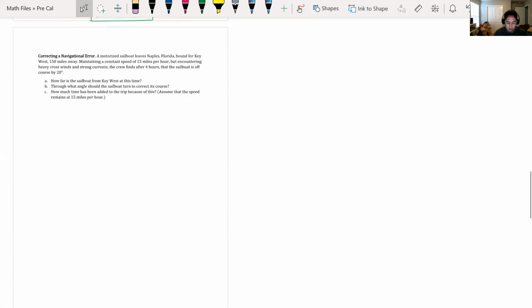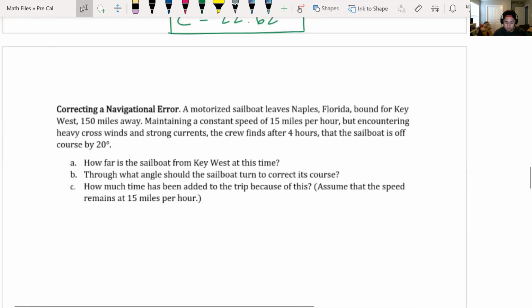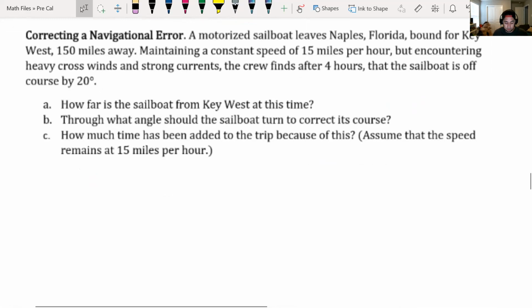All right. Word problems. A motorized sailboat leaves Naples, Florida, bound for Key West, 150 miles away, maintaining a constant speed of 15 miles per hour, but encountering heavy crosswinds and strong currents. The crew finds after 4 hours, the sailboat is off course by 20 degrees. How far is the sailboat from Key West at this time?